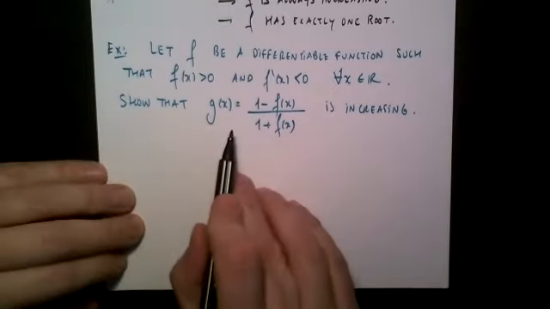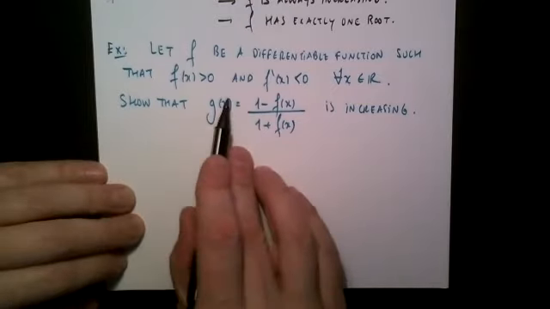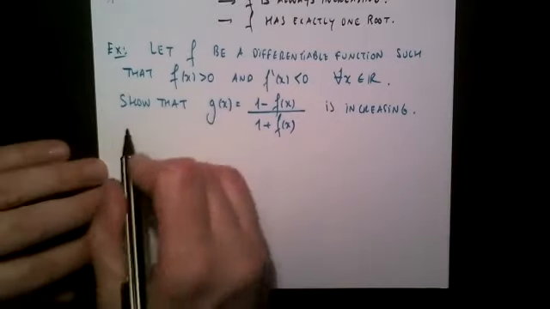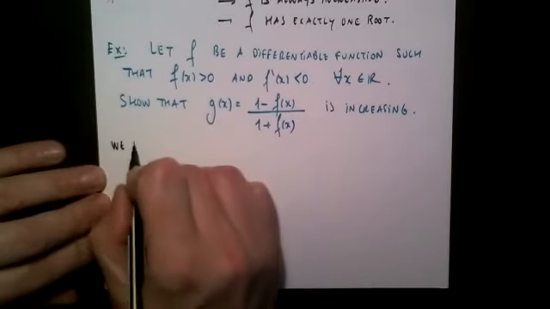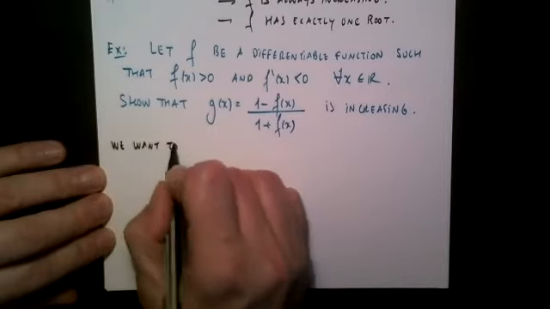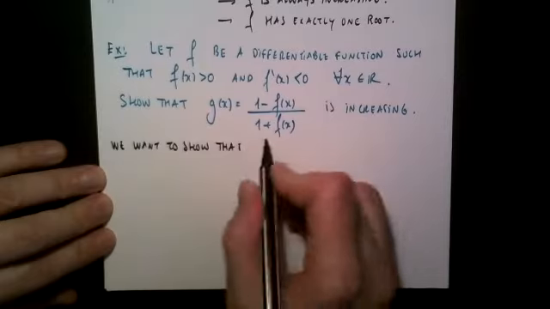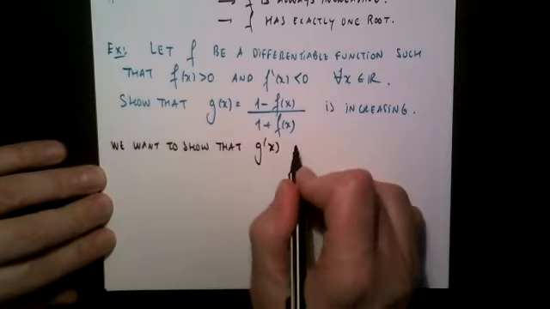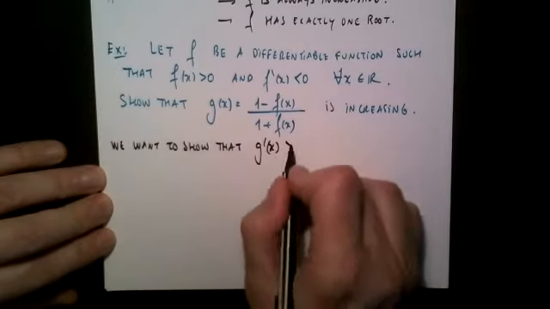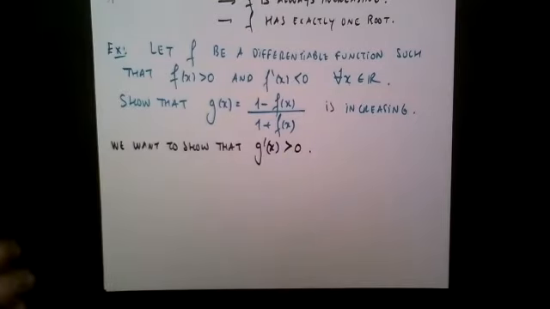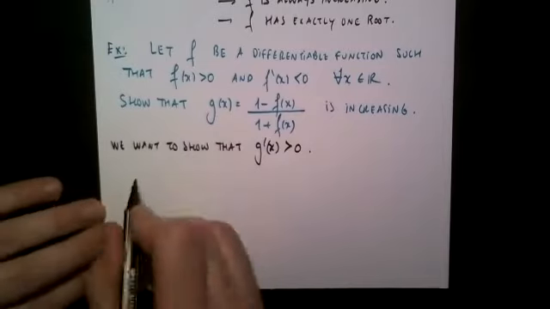So basically, I just want to show that the derivative of g is positive. So we want to show that g prime of x is bigger than 0. That's what I want to show. Okay, so let's find g prime.